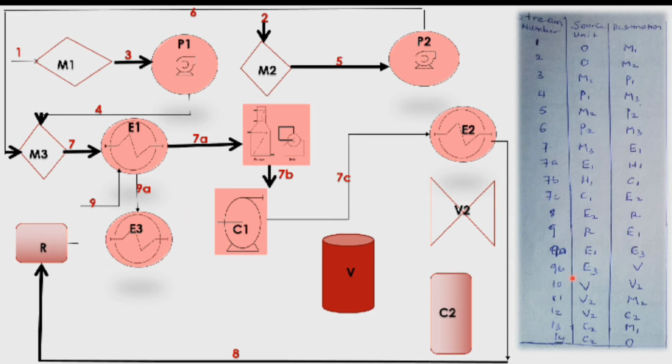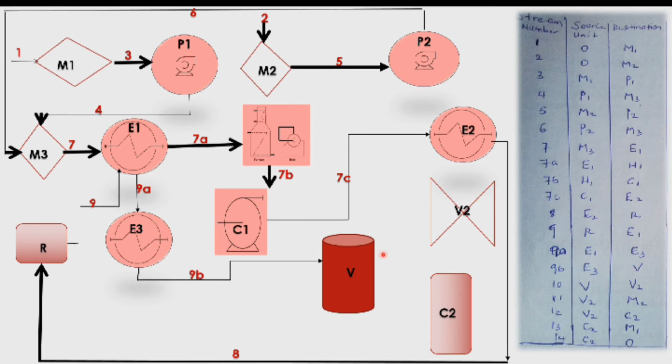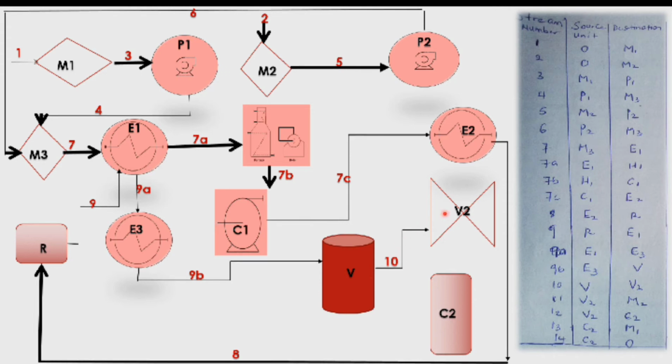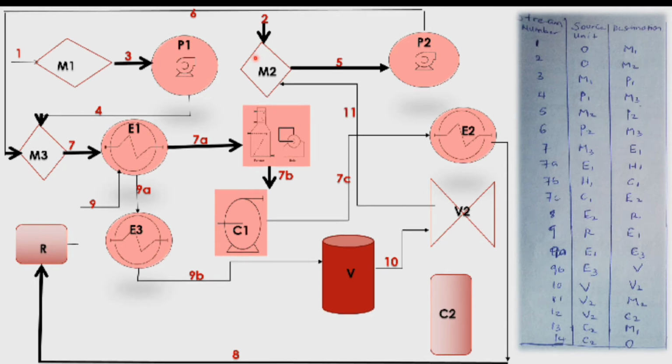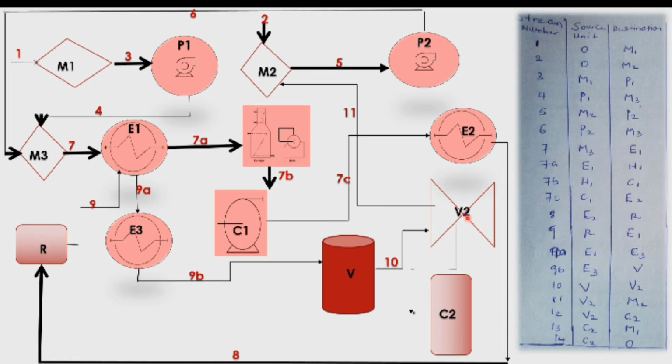The next one is from E3 to V, stream number 9B, from E3 to V. So we move from E3 to V. The next one is stream 10. We are moving from V to V2. So that's stream 10, V to V2. Stream 11 is from V2 to M2. So we're moving from V2 to M2. All right. Stream number 12 is from V2 to C2. So we're moving from V2 to C2.